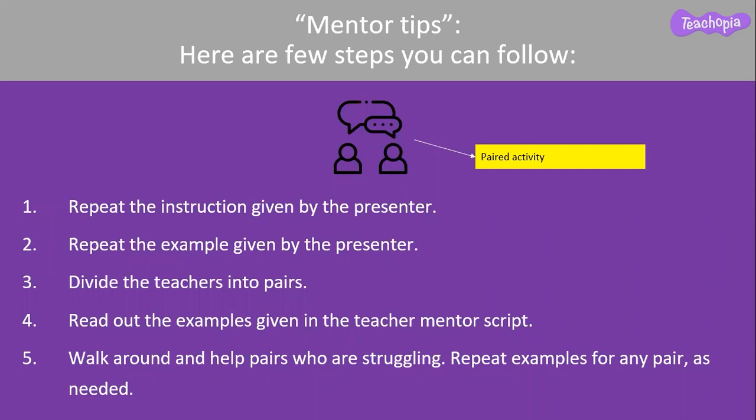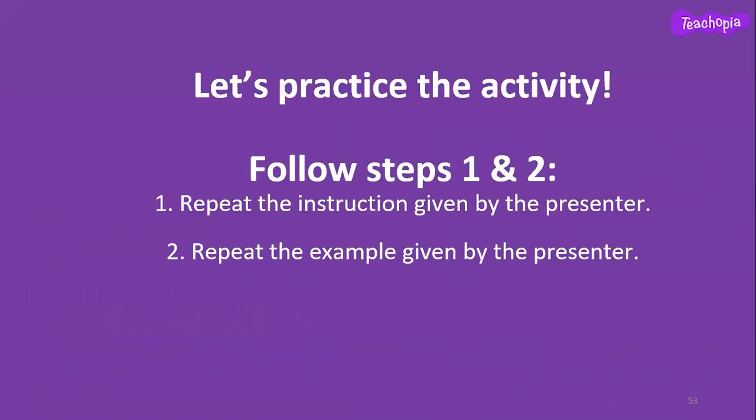But please do keep in mind the time factor. And also do keep in mind that we want the teachers to get as much speaking practice as possible within the limited time they have for the activity. So once you divide the teachers into pairs, you can then read out the examples given in the teacher mentor script. After you do that, you would walk around the room and you would help the pairs who are struggling. So here, if a pair is struggling, you can repeat examples for any pair, or you can also repeat the instructions as required. So here again, let's practice this activity.